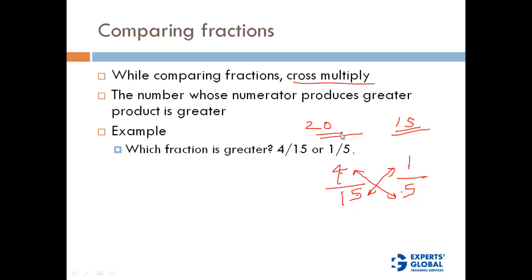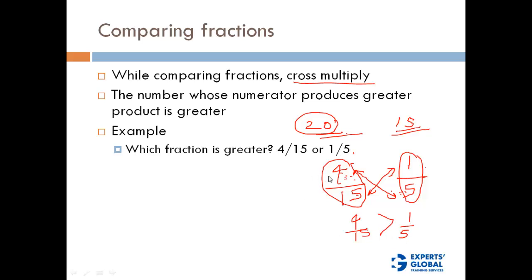Which one is higher? Obviously 20 is greater than 15, right? And 20 is the product of 4 and 5, right? Now which fraction, that means either 4 or 1, has a numerator that produces this 20? So obviously this 20 has come from 4 into 5. So we are talking about the fraction whose numerator has been used to get the greater number. So this fraction is higher. So we say 4 by 15 is greater than 1 by 5.